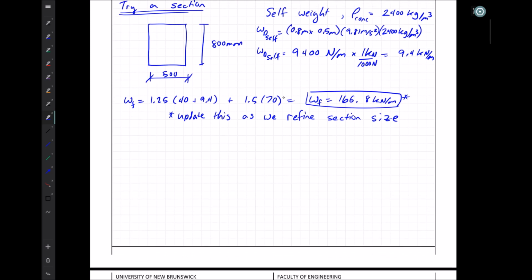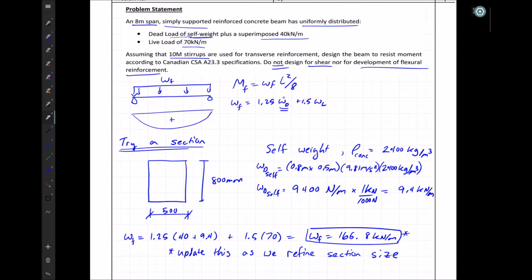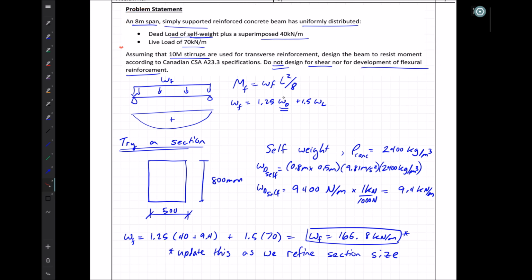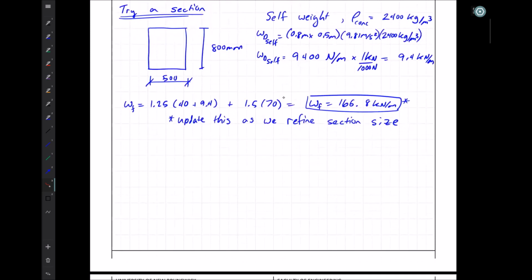Now, if we go back to the problem statement, we'll see that there is no information about the materials that we're putting in this beam. We don't know the concrete strength, nor do we know the steel strength. And so in this case, we're going to have to specify them. And the job of the designer is often to specify the materials. However, the specification of the materials does not come without guidance.